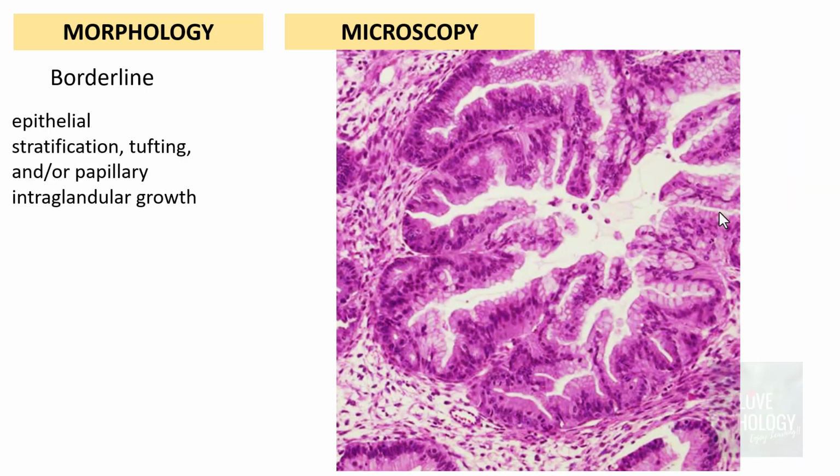Borderline tumors have a similar kind of epithelium, but the only thing is that you find epithelial stratification. It means there is increased layering of the nuclei.